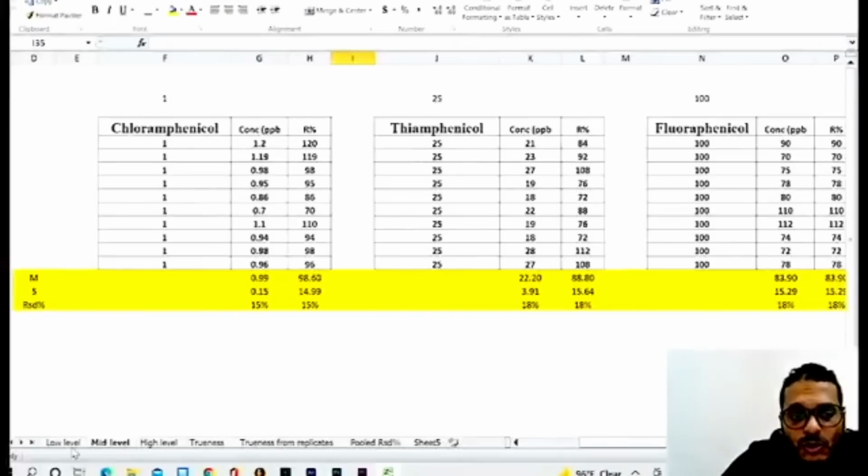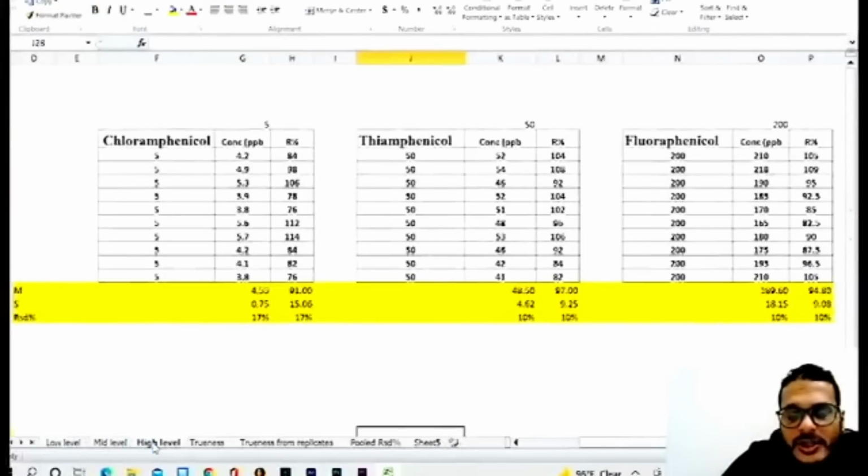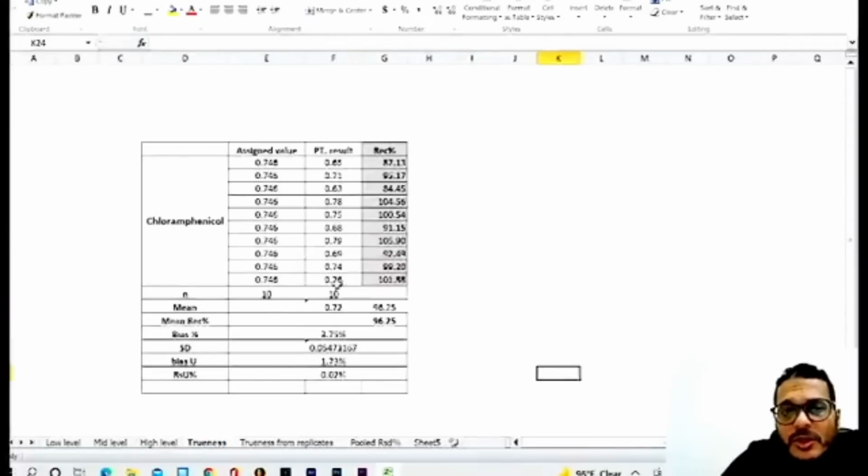I finished all levels: low level, mid level, and high level. I calculated the average, standard deviation, and relative standard deviation for each level, for each compound, if you have different compounds. Then for trueness, I have one example for you, chloramphenicol. Chloramphenicol PT, I selected a real PT, and that was the assigned value from the certificate, 0.746.